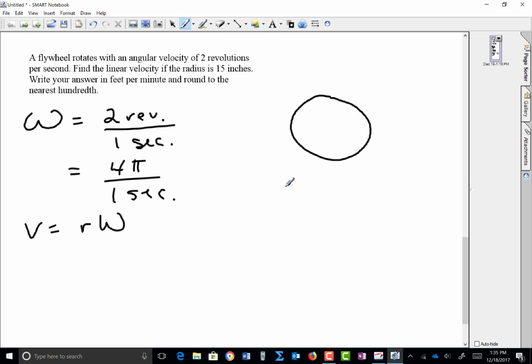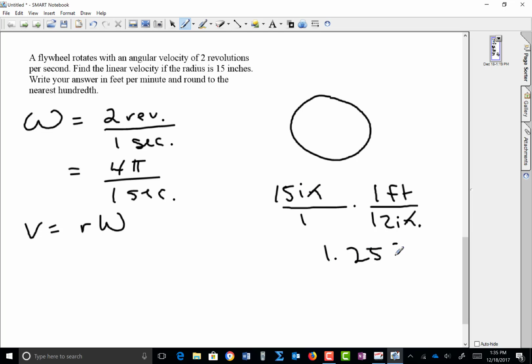So let's just go ahead and do some simple conversions here. They give us 15 inches, and we know that 12 inches is 1 foot. So 15 divided by 12 is 1.25 feet. So we can say that the radius is 1.25 feet. And we know that the angular velocity is 4 pi per second. Now we don't want it in seconds. They want us to give it in feet per minute.